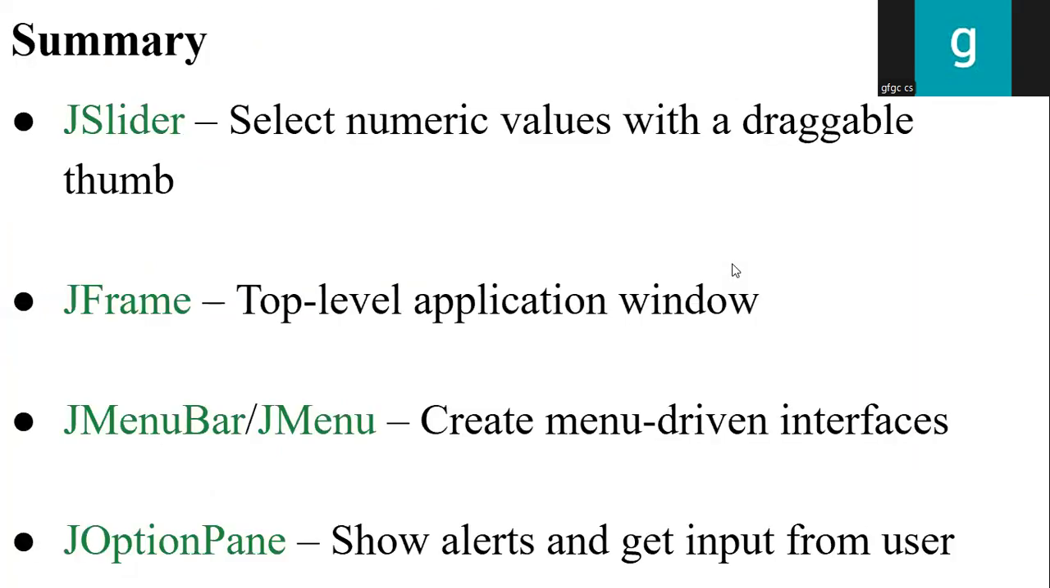In summary, JSlider: why do we use the JSlider? To select numeric values with a draggable thumb. JFrame is the top level application window. JMenuBar and JMenu create menu driven interfaces. Next, JOptionPane shows alerts and gets input from the user.